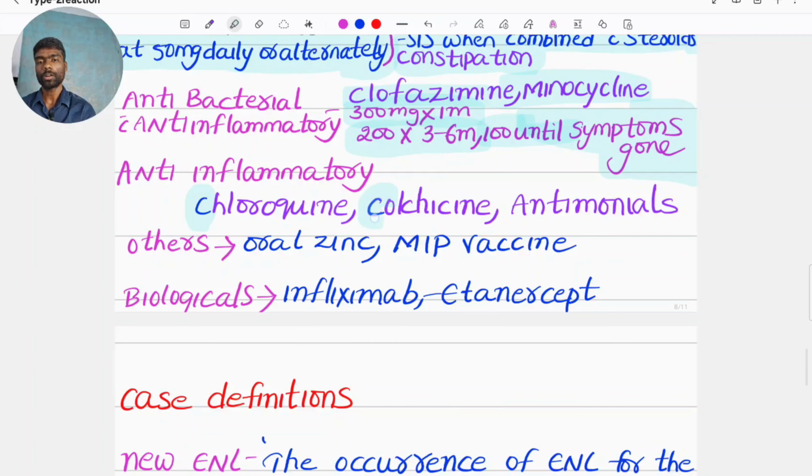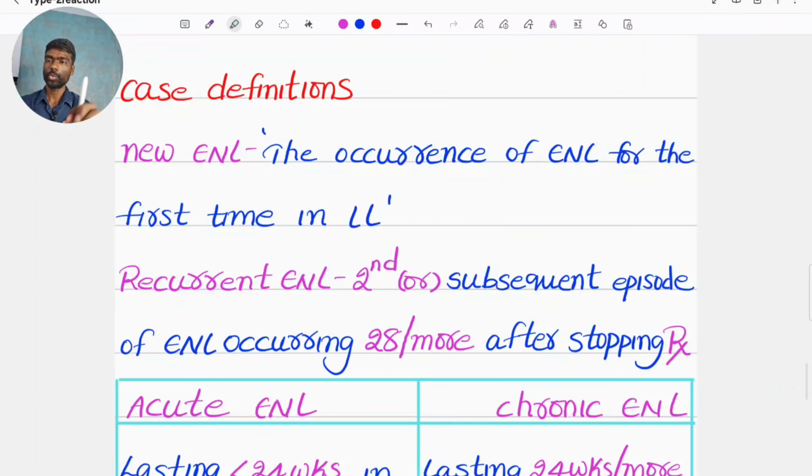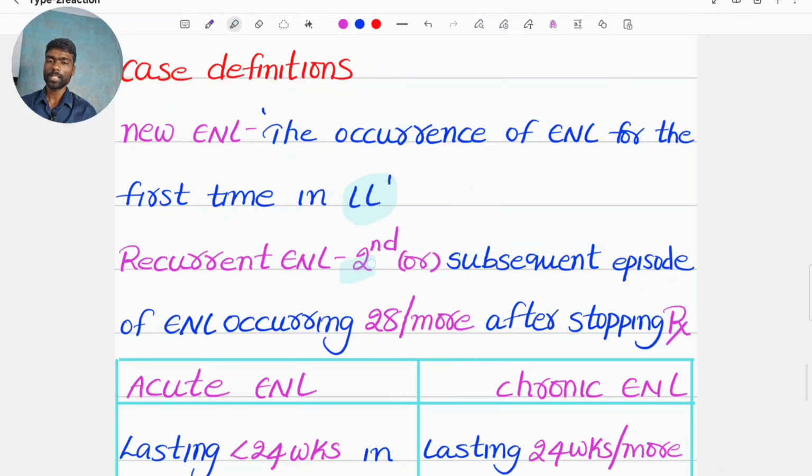Anti-inflammatory: chloroquine, colchicine, antimonials. Other drugs like oral zinc, Mycobacterium indicus pranii vaccine, infliximab and etanercept, biologicals. These are all the drugs we will give in type 2 reaction. Coming to case definitions. What is a new ENL? The definition is the occurrence of ENL for the first time in LL patients. Recurrent ENL: second episode or subsequent episode of ENL occurring 28 days or more after stopping treatment.